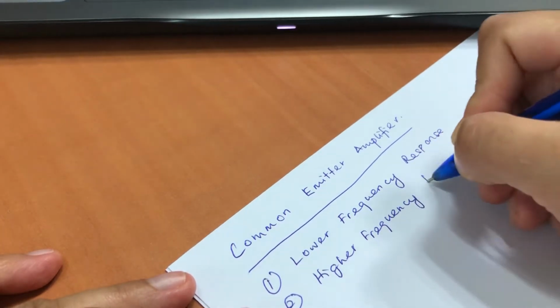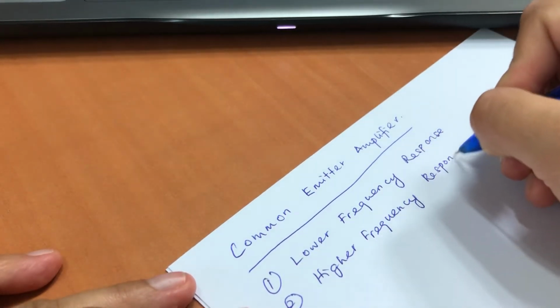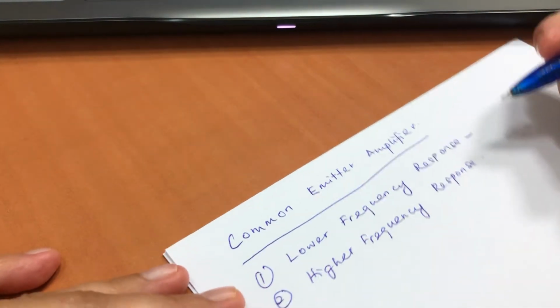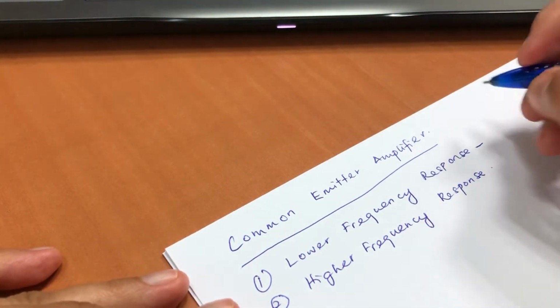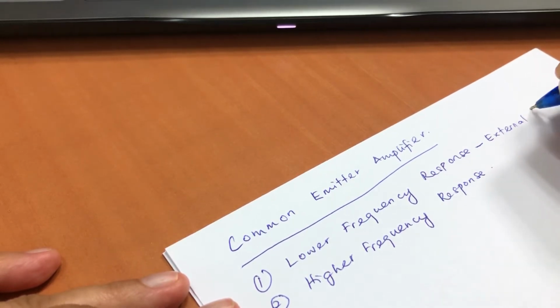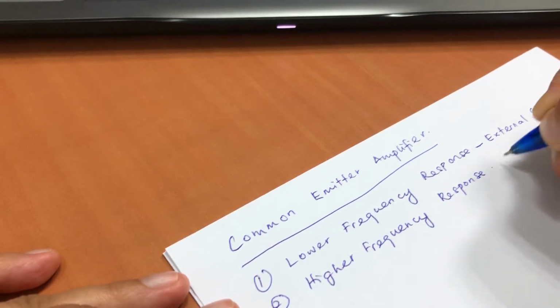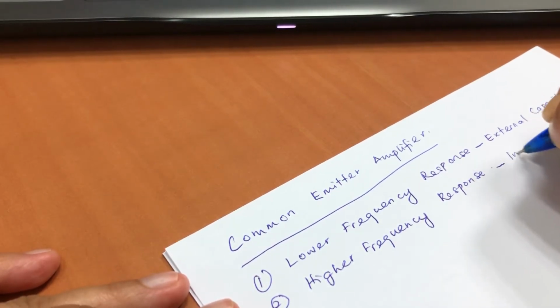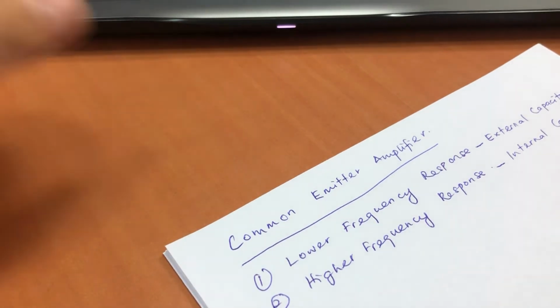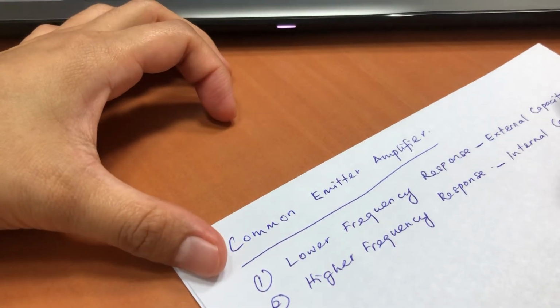Just to refresh you guys again. For the low cutoff frequency, this is due to the external capacitance, while for the high frequency it is due to the internal capacitance. Alright, what are the external capacitances?